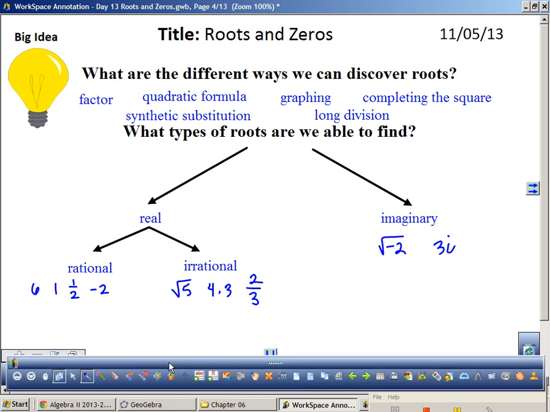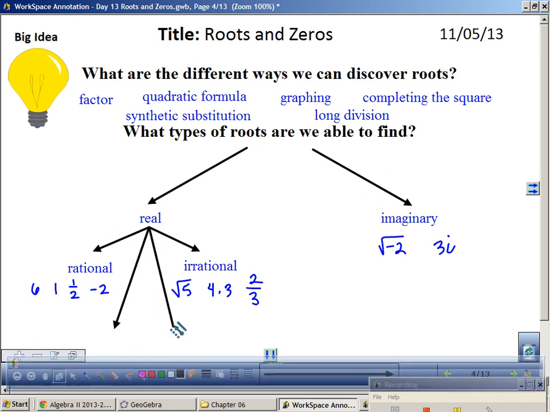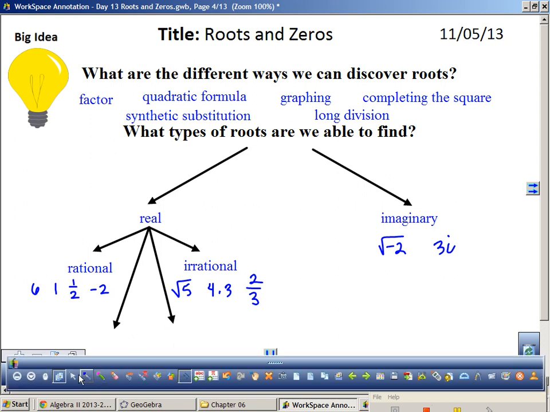Okay, there's one more bracket I could put underneath here. Well, integers are in there, bless you. But underneath real, they're either, and this is what we're going to talk about today.